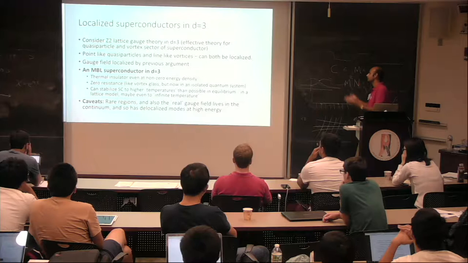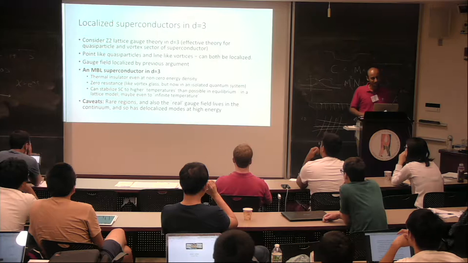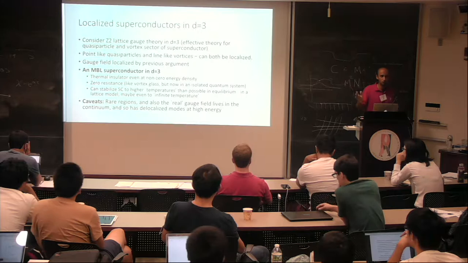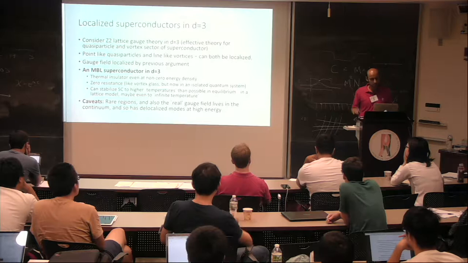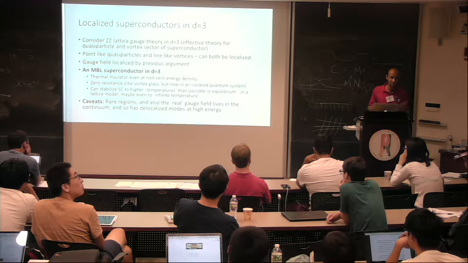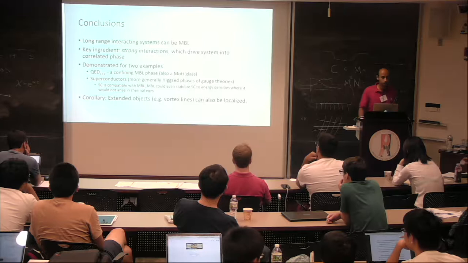Well, it should be a superconductor, but it should be a thermal insulator. So it's like the vortex glass phase, which superconductivity aficionados may have heard about. But the vortex glass phase is a thermodynamic phase. It's an equilibrium. Vortices are pinned. This is a localized phase. Its nonlinear response properties are different. Its AC conductivity is different. So it's reminiscent of the vortex glass, but it's not the same thing. So the conclusions to this part of the work are that long-range interacting systems can be localized.